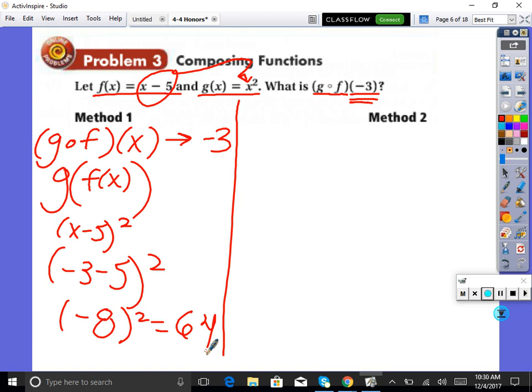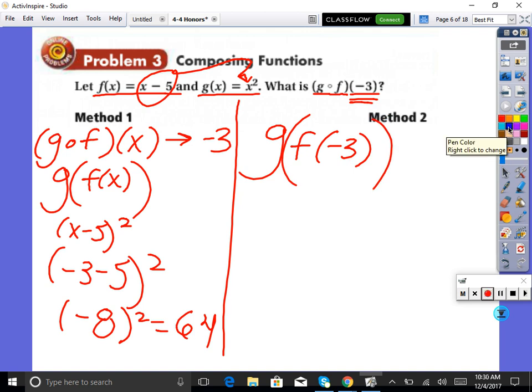Now watch how much easier way number 2 is. Let's just literally think of this as squish -3 back in with f of -3, squish it back into g. What you're going to do is calculate from the inside out. So first, what is f at -3? -3 minus 5. -8. So aren't we really looking at g of -8? Now how do we do that? Don't we just plug -8 in for g? So that would be -8 squared, which is 64. Do you see how that one was easier? You didn't have to do all the algebra. Okay, cool. Whatever way will work, though, you got the same answer.